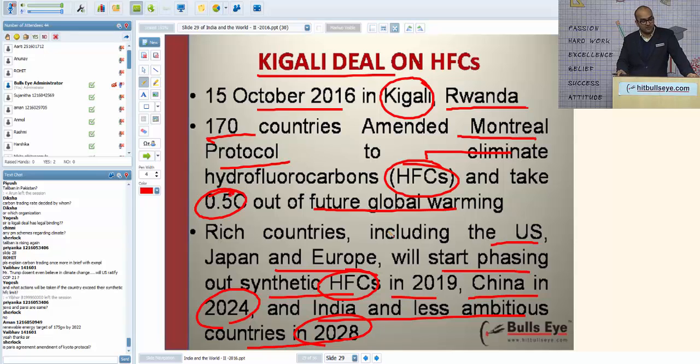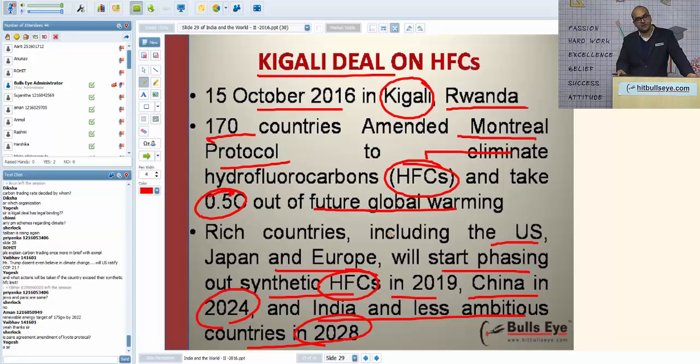Priyanka, no, Jews are very different, Parsis are very different. Parsis follow a religion called Zoroastrianism, right? Jews follow a religion called Judaism, right? For more, you must Google, right? It's not possible for me to go into detail.